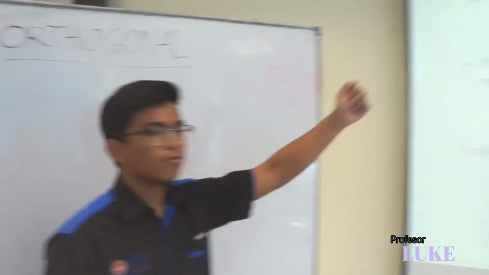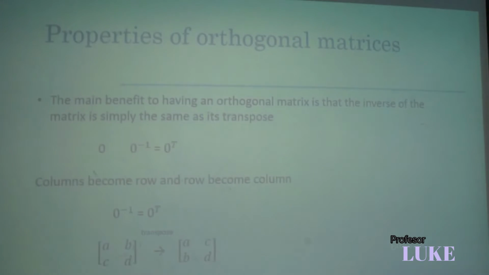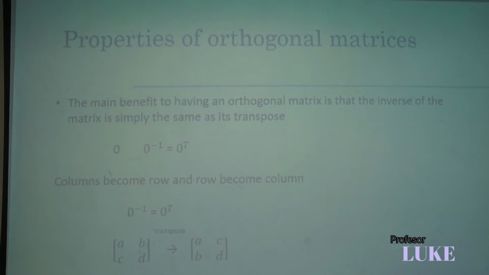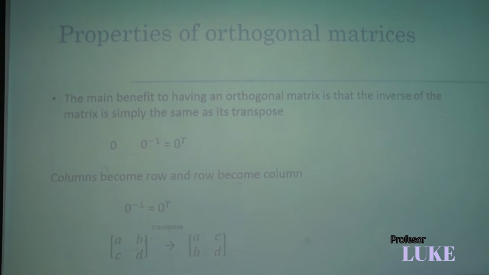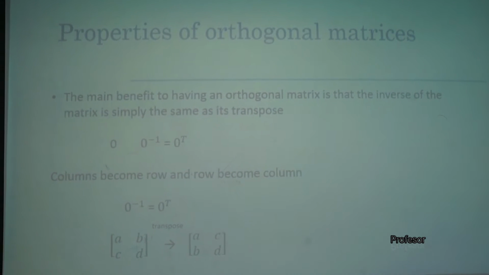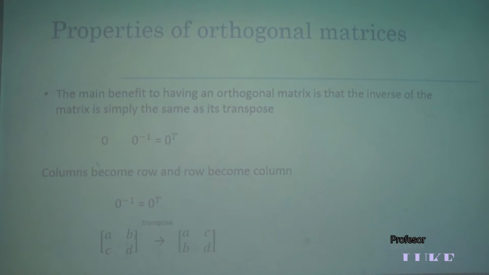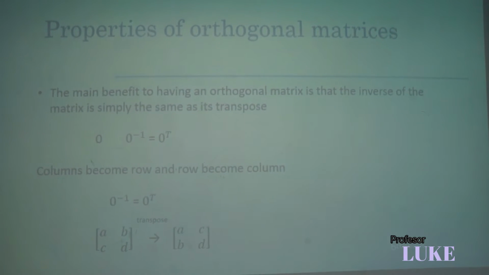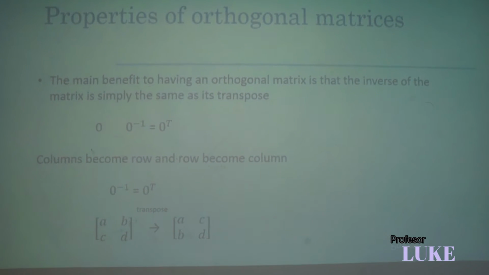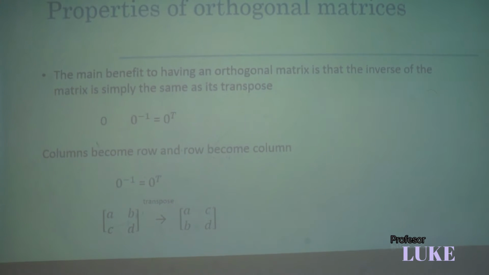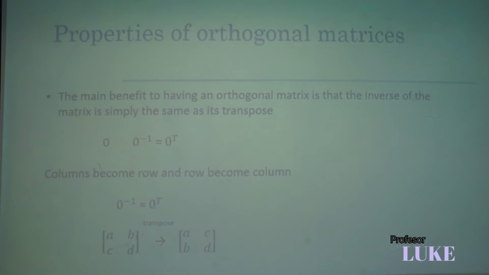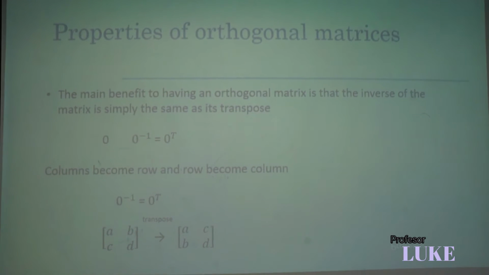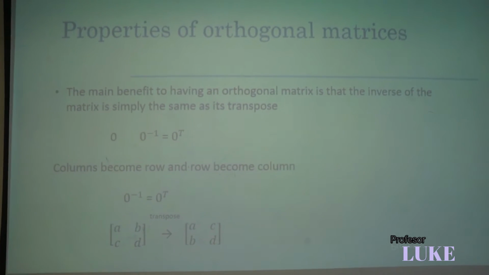The property of an orthogonal matrix. The main benefit of having an orthogonal matrix is that we can make the inverse matrix very simple, because for an orthogonal matrix, its inverse equals its transpose. So if we have an orthogonal matrix, to find its inverse we just have to transpose the matrix.